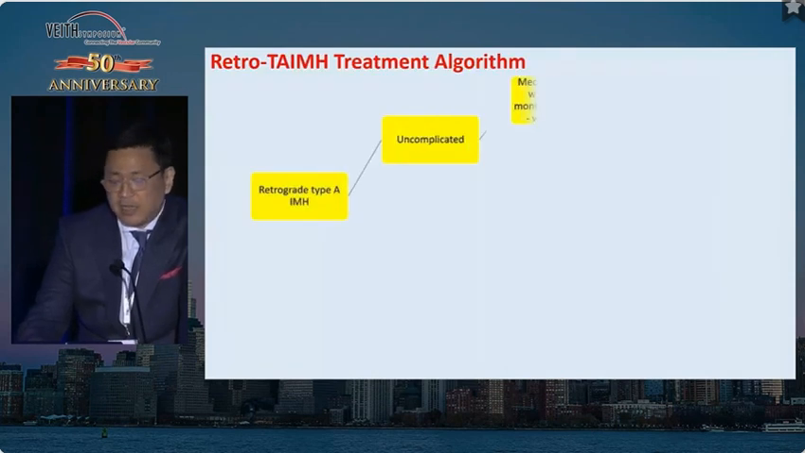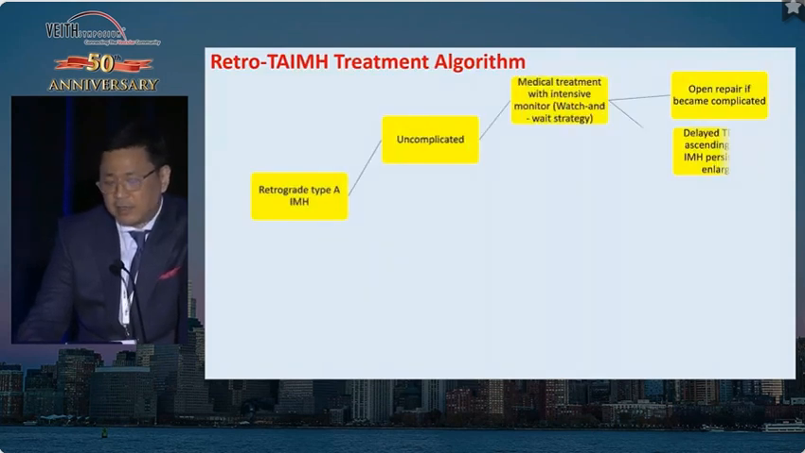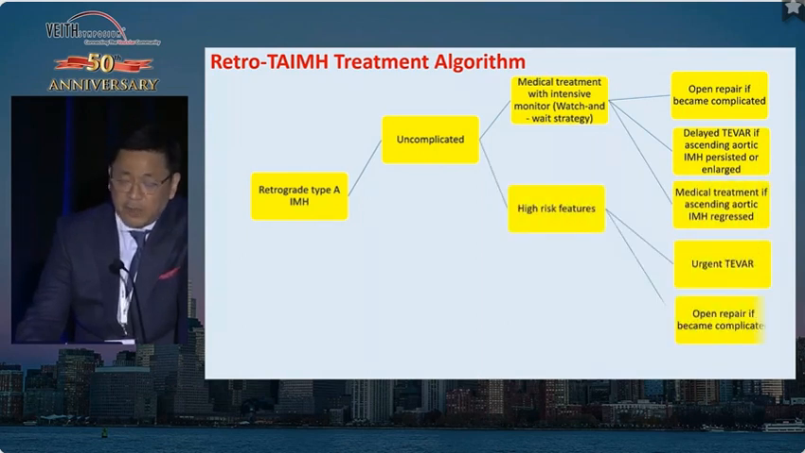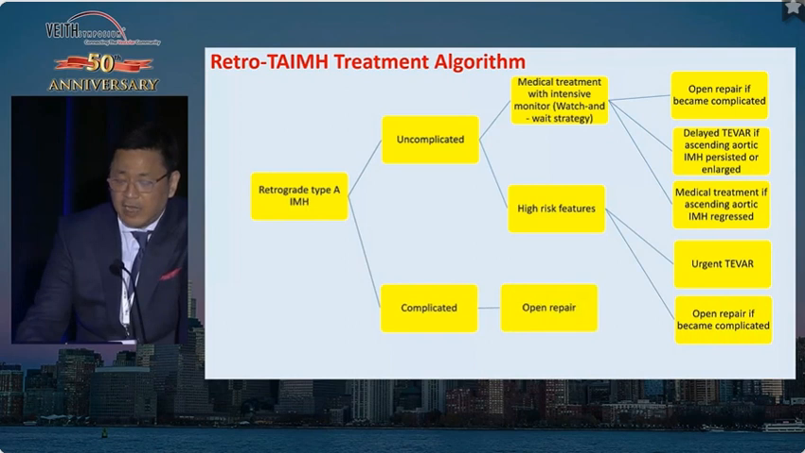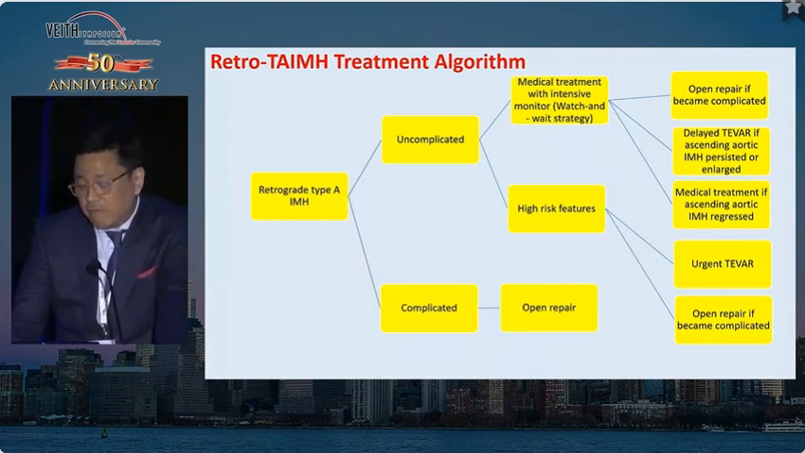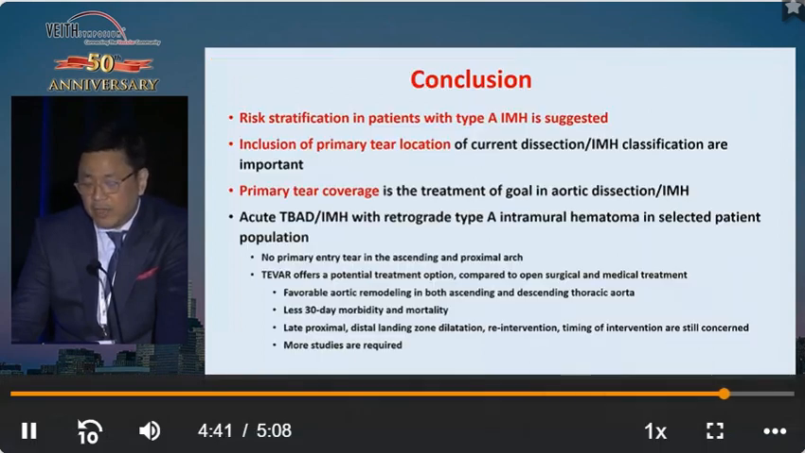So we think that for uncomplicated type A intramural hematoma, medical treatment as a first-line treatment is reasonable, with open repair if it becomes complicated, and delayed TEVAR if the IMH persists or enlarges, and continued medical treatment if the IMH regresses. For those with high-risk features, urgent TEVAR is indicated, and open repair if it becomes complicated. And if the patient presents with a complicated picture, open repair may be required.